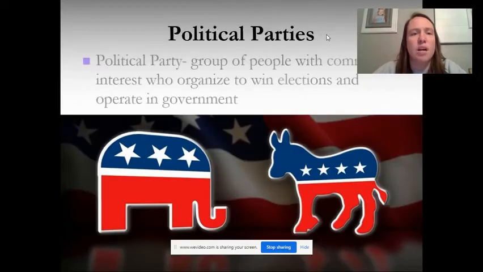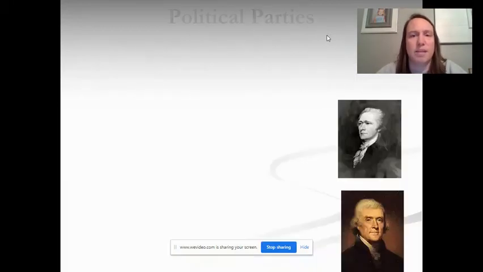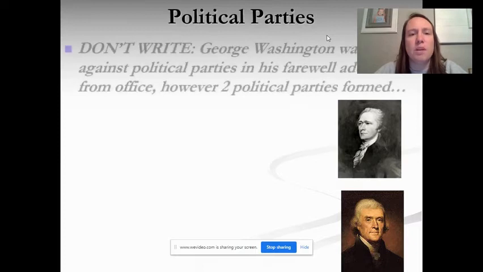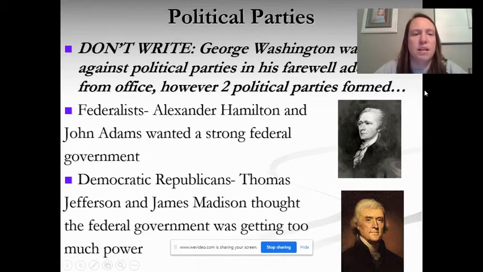All right, so political parties, you got your definition up first. It's a group of people with common interests who organize to win elections and operate in government. So party just means a group of people, and these are a group of people who think the same about politics, basically. So the first two political parties, you didn't have to actually write this down when she was telling you about it, were the Federalists and the Democratic Republicans.